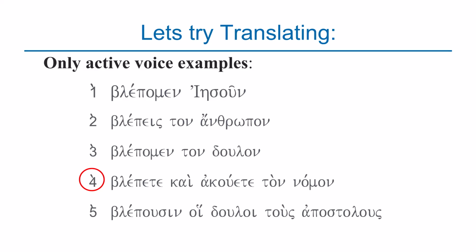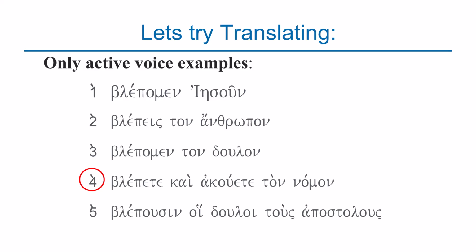Second person plural is translated as you are dash. Meaning, in this case, we're talking about seeing, blepo, to see. So blepete means you are seeing. Kai, when you check the vocabulary, the word kai means and. If you have known the vocabulary up to now, the word kai means and.